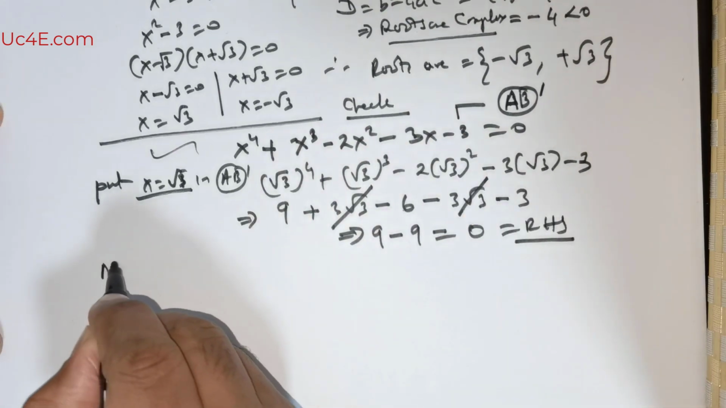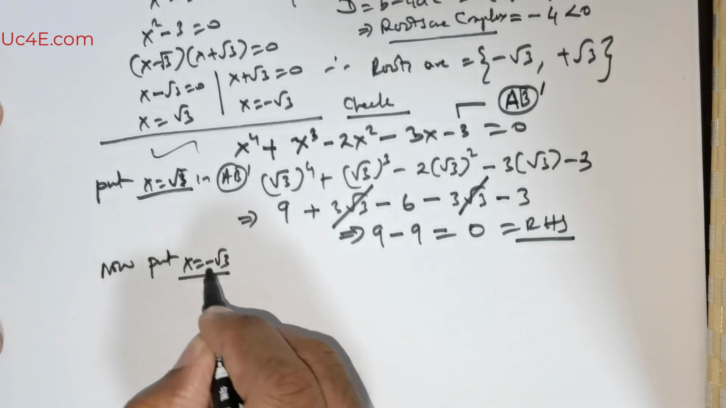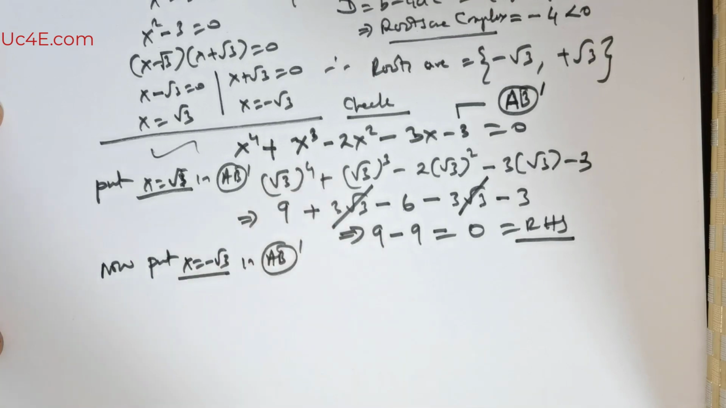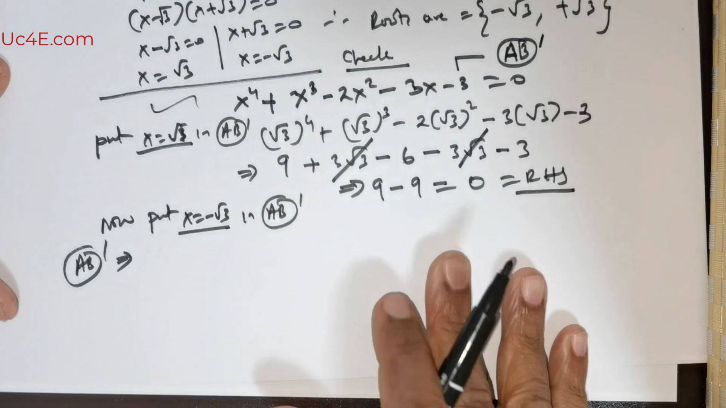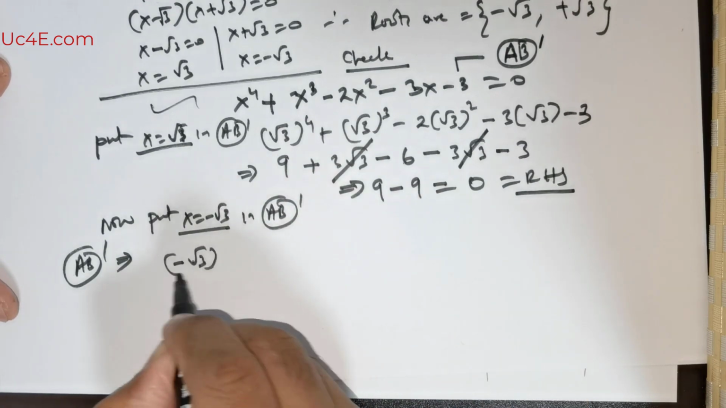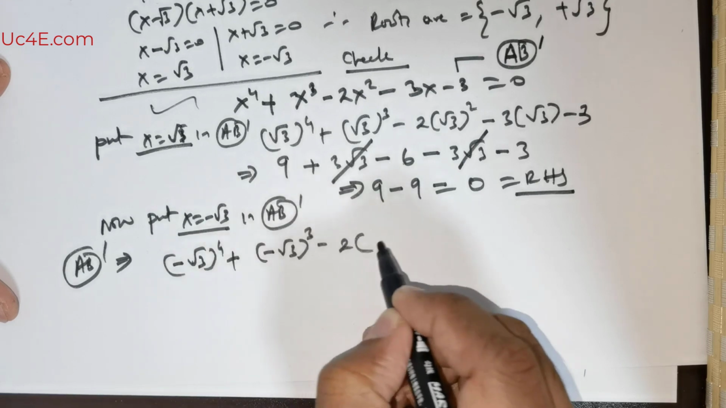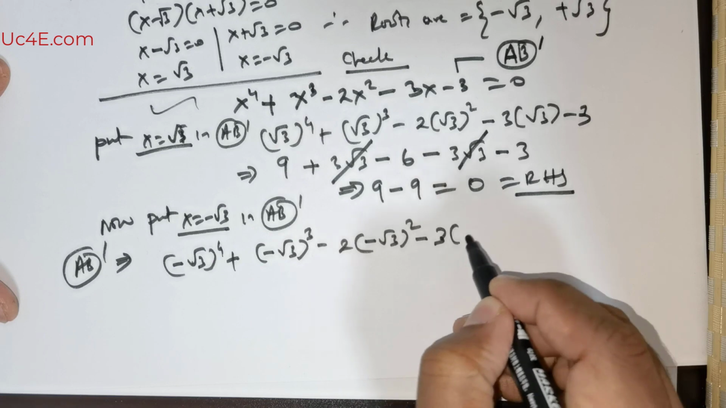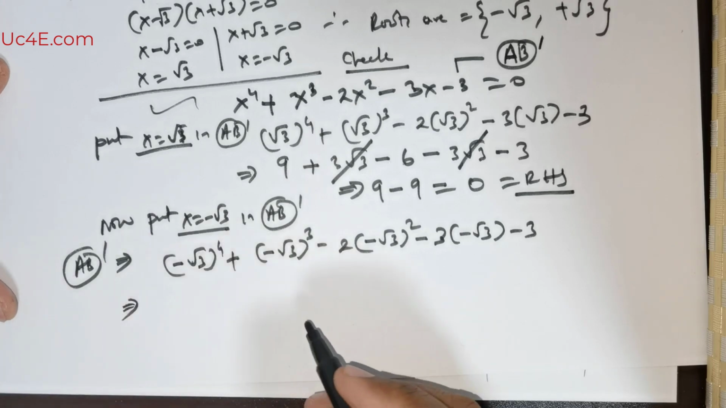So now what we need to do is put x is equal to negative root 3. This is also one of the values we have obtained, right? So in AB prime, what happens? That would mean AB prime would now be rewritten as negative root 3 raised to the power of 4 plus negative root 3 raised to the power of 3 minus 2 times negative root 3 raised to the power of 2 minus 3 times negative root 3 minus 3. This should be equal to 0. So let's see if it is equal to 0.